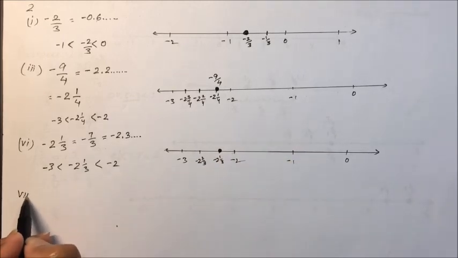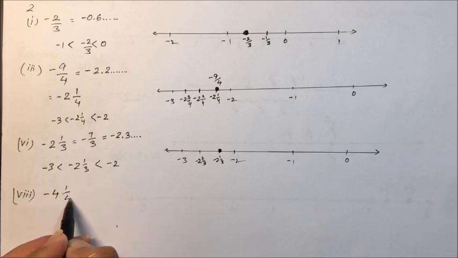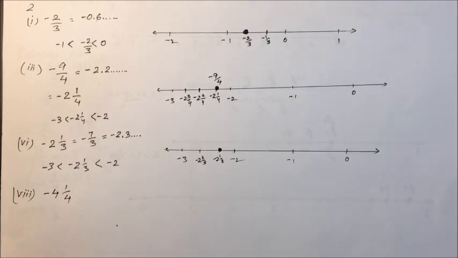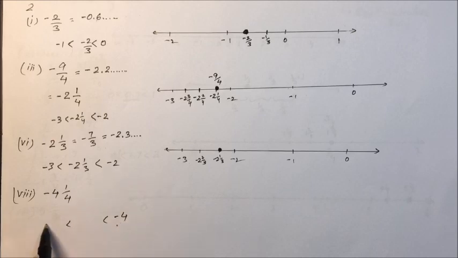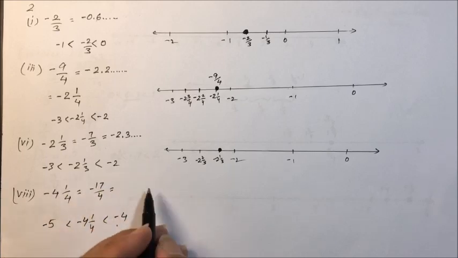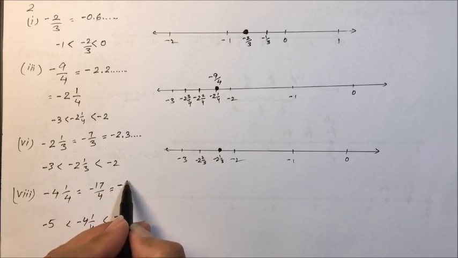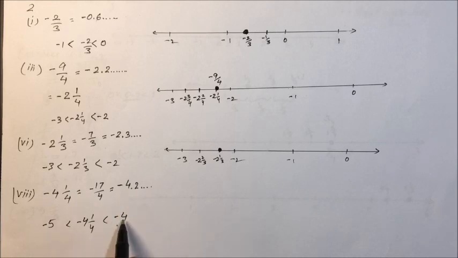Now the eighth one I will be discussing. Minus 4 1/4. If you are able to figure it out, then it's fine. It will lie between minus 4 and minus 5. Or else convert it into a fraction. 4 fours are 16, plus 1, minus 17/4. In decimal it will be minus 4.2 something. So minus 4.2 will lie between minus 4 and minus 5.